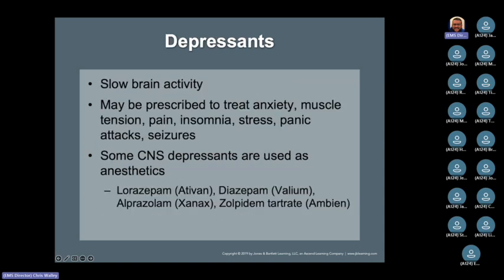All right, so your depressants, your CNS agents that slow the brain activity. They may be prescribed to treat anxiety, muscle tension, pain, insomnia, stress, panic attacks, and seizures. Here are some examples of CNS depressants: Ativan, Valium, Xanax, and Ambien.